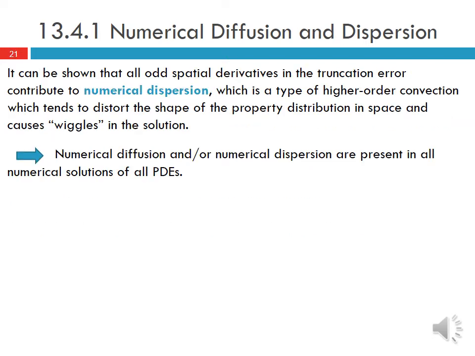It can also be shown that all odd spatial derivatives in the truncation error contribute to numerical dispersion, which is a type of higher order convection which tends to distort the shape of the property distribution in space and causes wiggles in the solution. So numerical diffusion and/or numerical dispersion are present in all numerical solutions of PDEs.